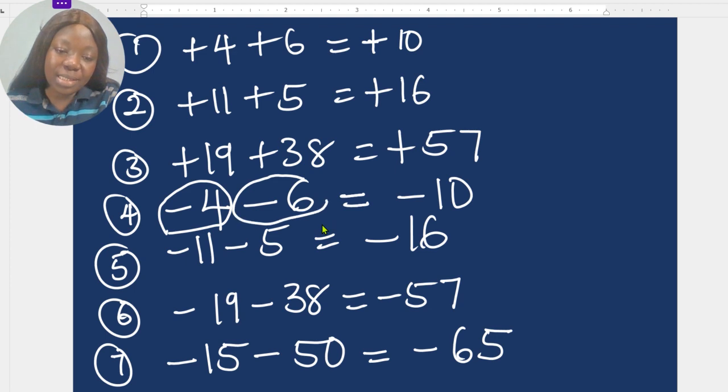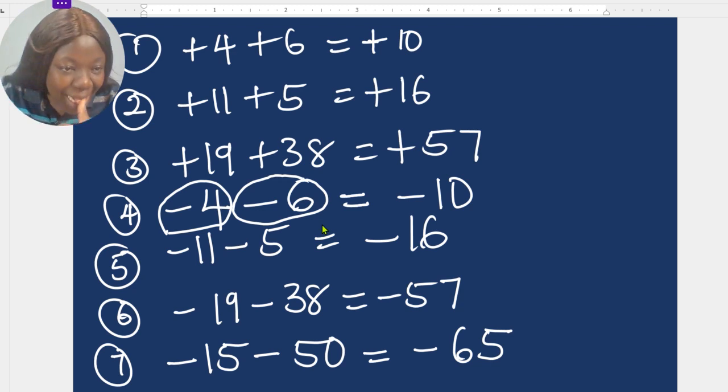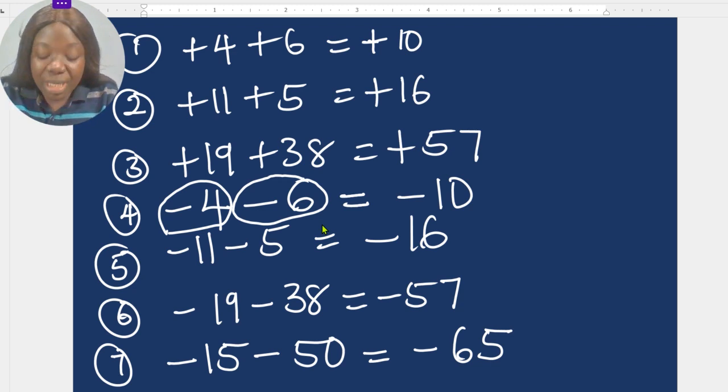Minus 6. Now, let me tell you a story. Last week, Monday, I went to Mrs. Okoro's store to borrow 4 naira. All right? That was last week, Monday. Then, last week, Wednesday, I went there again to borrow 6 naira.